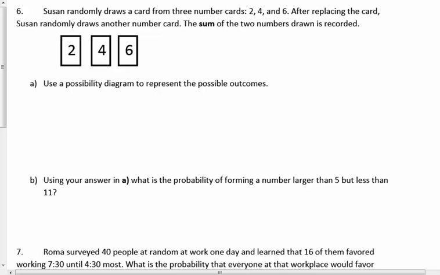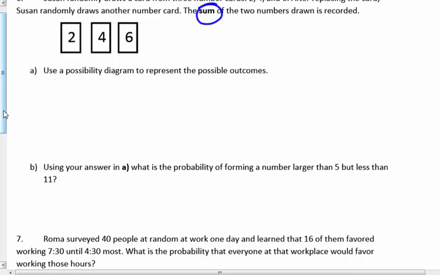Susan randomly draws a card from 3 number cards, 2, 4, and 6. After replacing the card, oh, so it's back in there. Independent probability. Susan randomly draws another number card. The sum, bolded there, of the 2 numbers, adding them together, adding the 2 number cards, is recorded. Use a possibility diagram, which is just a fancy word for a table.